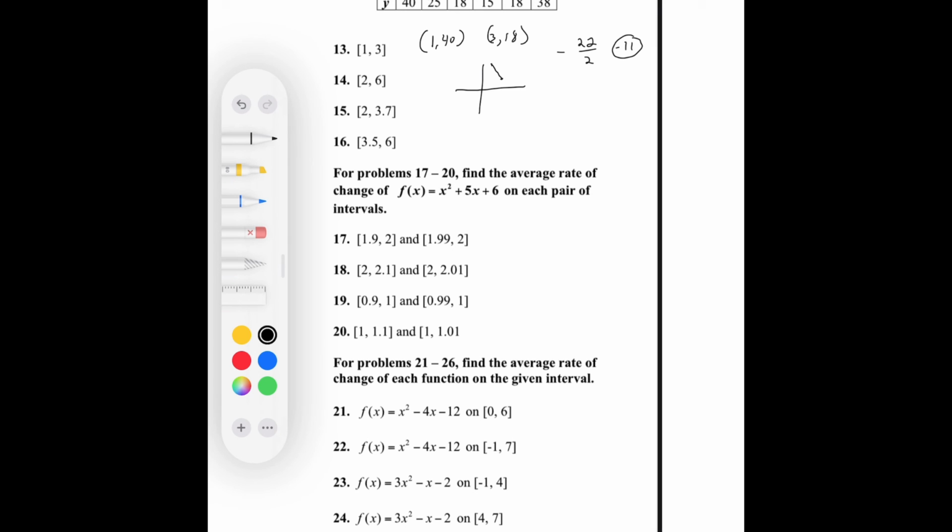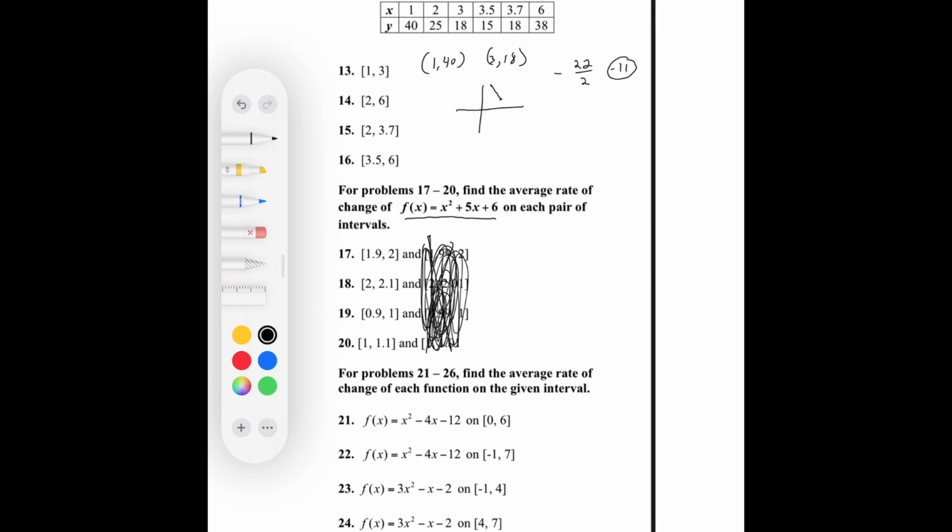On 17 through 20, they got two problems, 2 intervals on each problem. Just, how about we do this? Don't worry about those. Just do the first set of intervals on those. And you're using that function. And 21 through 26, they just give you different functions with different intervals.